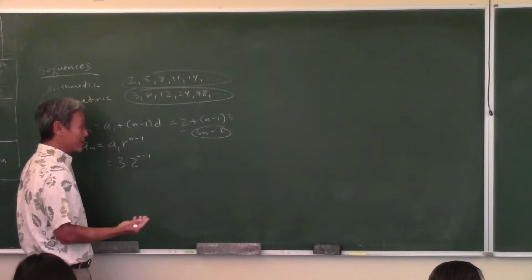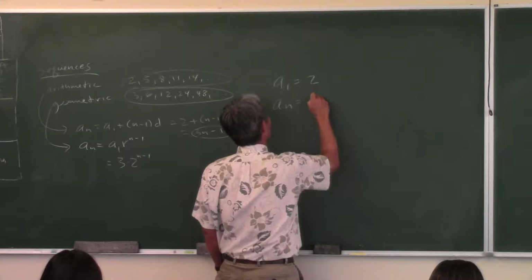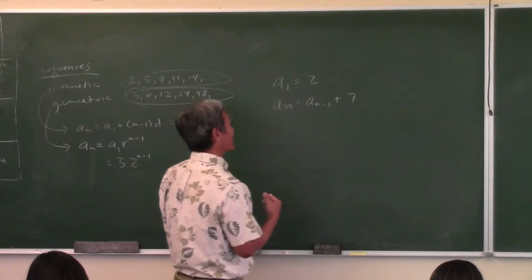But there are other ways that sequences can be defined. Implicit. Does this look familiar? A sub 1 equals 2. A sub n equals A sub n minus 1 plus 2. Oh no, I remember this. This is called recursive. A sequence is defined recursively here.